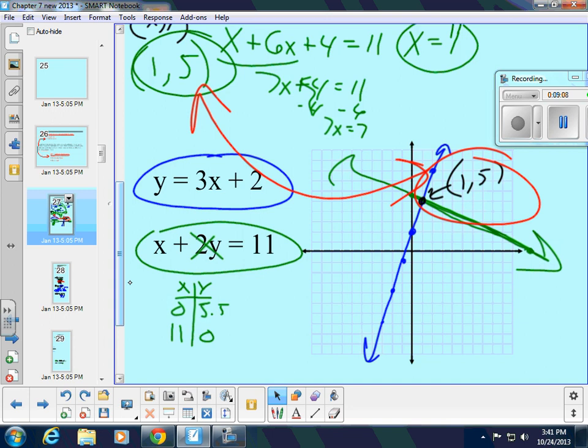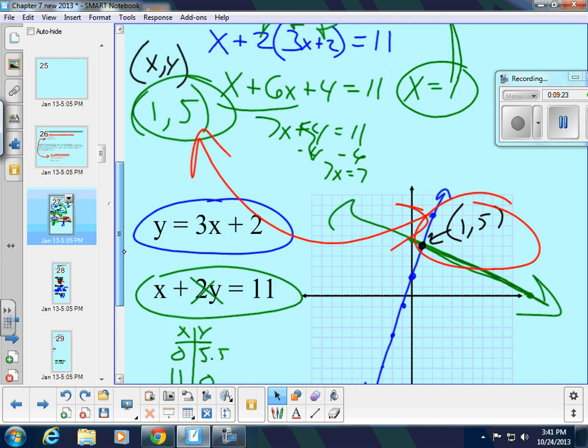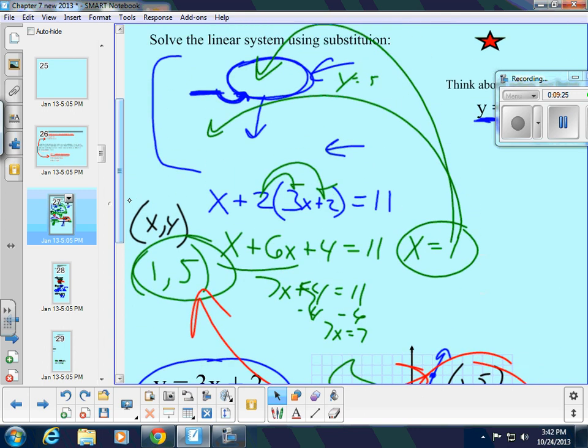So is either method really better than the other one? No. Again, sometimes one is faster, one's a little more visual, but it doesn't matter. I want us to be able to use both of these methods. So here's what substitution looks like. Here's what graphing looks like, what we did right now. We should be able to use both of these methods to solve a linear system.